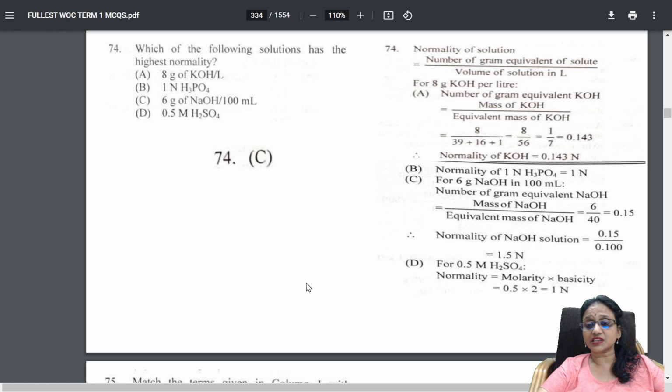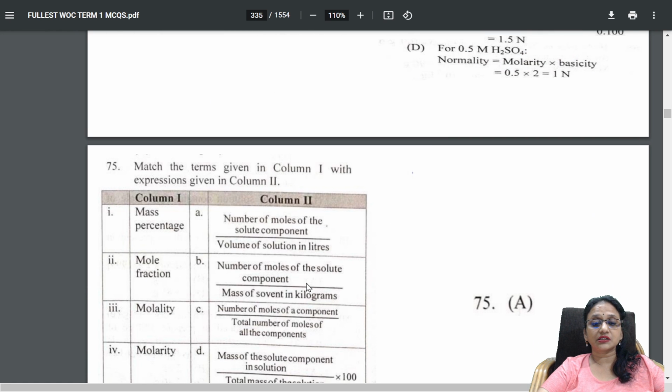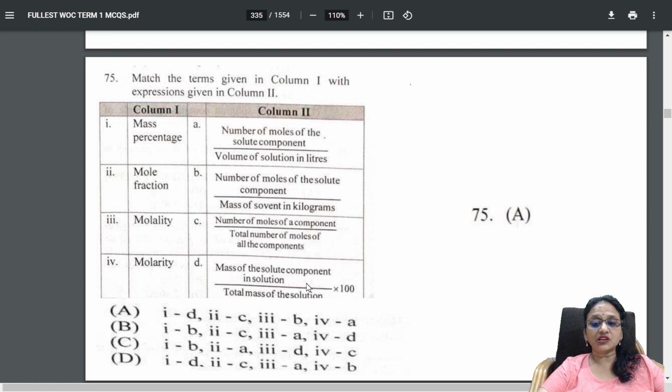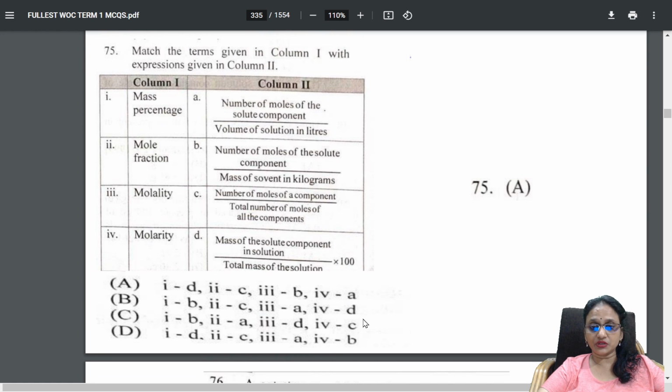So this is for the state board students. So finally, all the formulas, whatever are there, they're going to give you in the form of a match the following. You can take it. Yes. Next important thing.